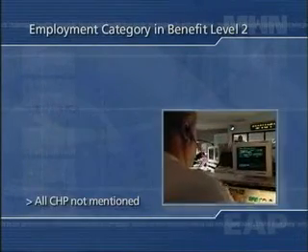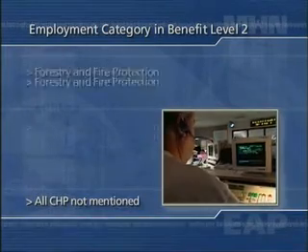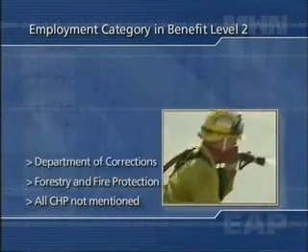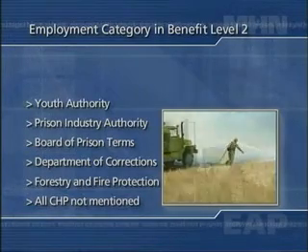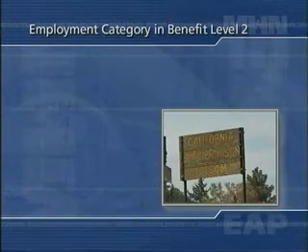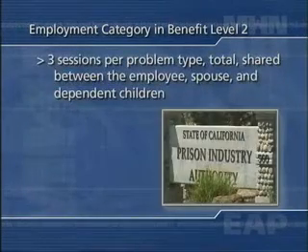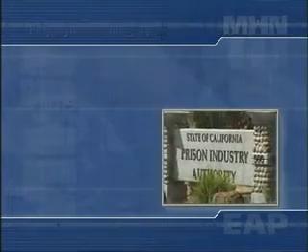Employment category and benefit level 2 includes all CHP not previously mentioned, specifically Forestry and Fire Protection, Department of Corrections, Board of Prison Terms, Prison Industry Authority, the Youth Authority, Youth Offender Parole Board, and the Youth and Adult Correctional Agency. This group is entitled to 3 sessions per problem type, total, shared between the employee, spouse, and dependent children.